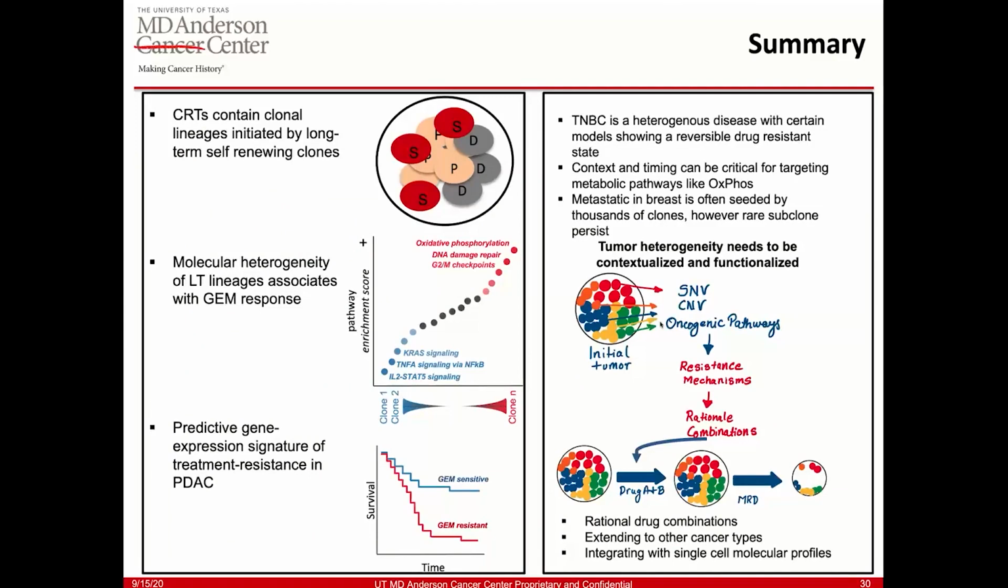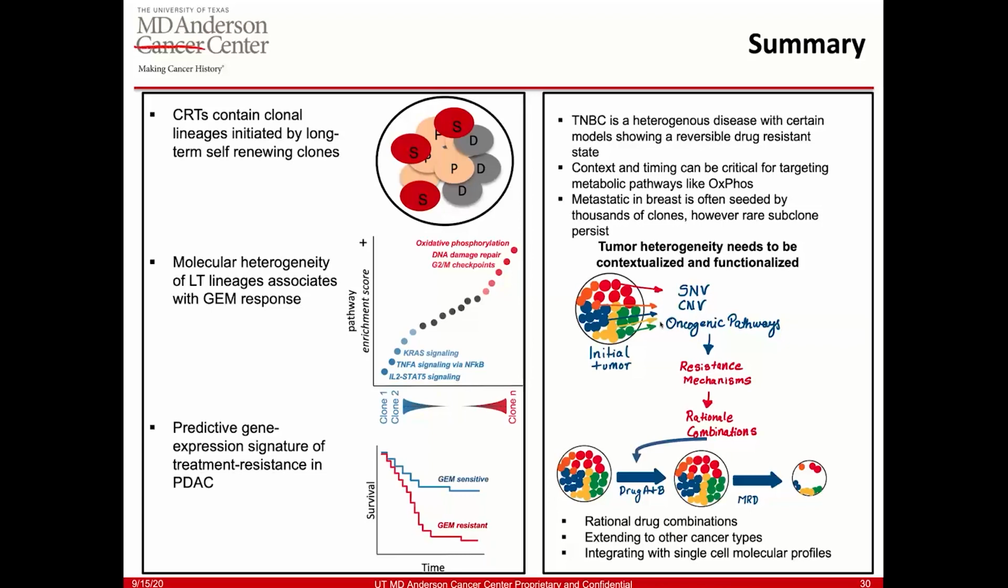To summarize, we are able to create clonal replica tumors which consist of long-term self-renewing clones, and there is a molecular heterogeneity which exists in these, and we can evaluate, for example, gemcitabine response and understand what pathways were enriched in gem-resistant clones and what pathways were depleted in the same set of clones. We were able to create a predictive signature to understand and to stratify patients based on treatment resistance.